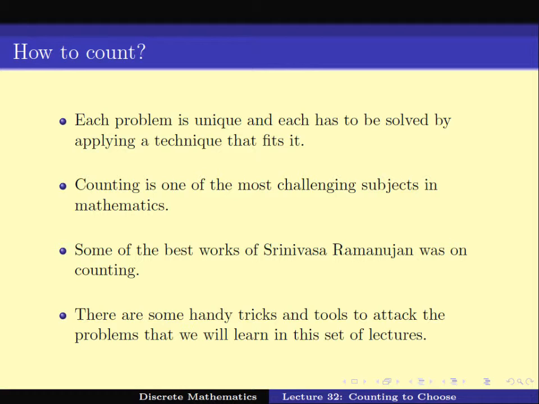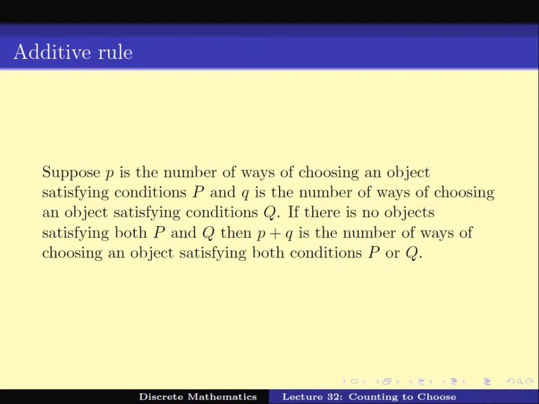Now there are some handy tricks and tools to attack these problems, and that we will be learning in this set of lectures. But again, let me reiterate, every problem is unique and you should try to be creative in trying to solve any of the problems. The tricks and tools are just some handy gadgets that we have to attack these problems. Okay, so let's start with the simplest of tricks or rules that there is.